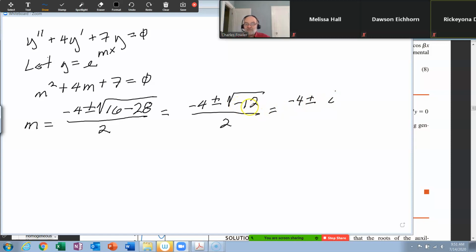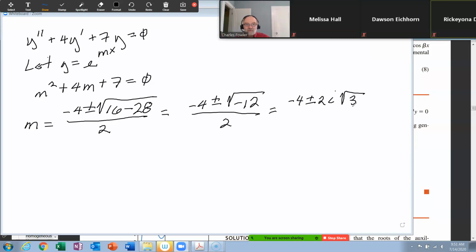12 factors into 3 times 4. Square root of 4 is 2. So it's going to have a 2i there. But what you have left over is a 3. It's not a perfect square, so that's going to be root 3. Now, I can't remember if this book writes it that way or not. A lot of books like to put the whole real part in front and then the i afterwards.